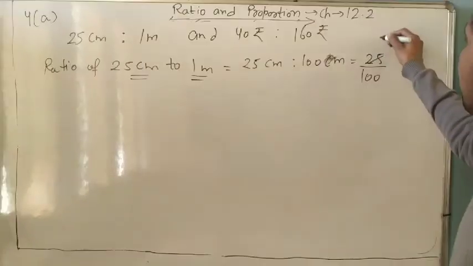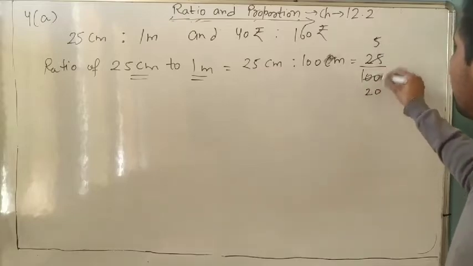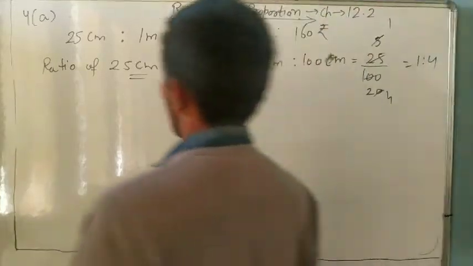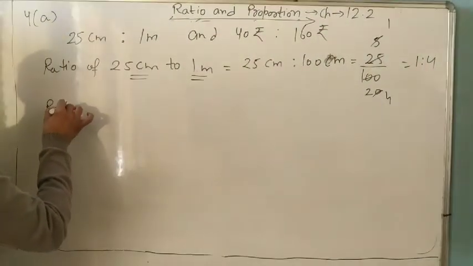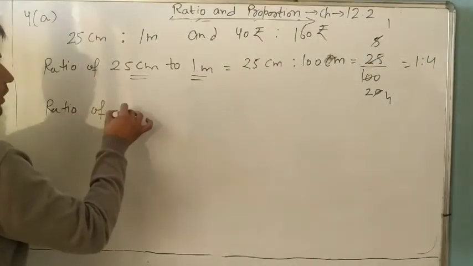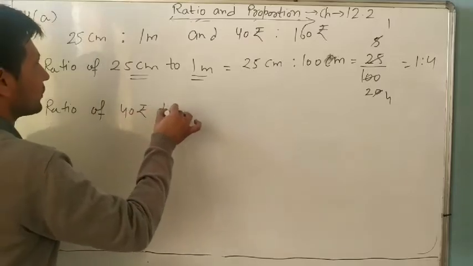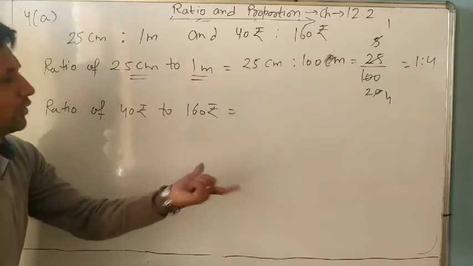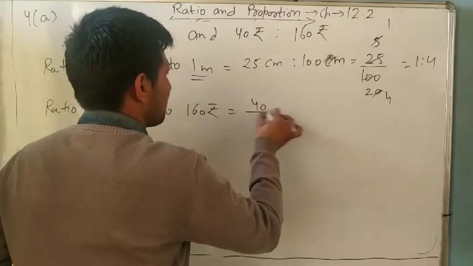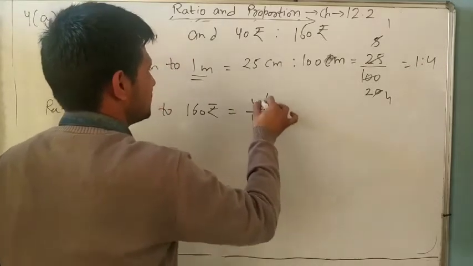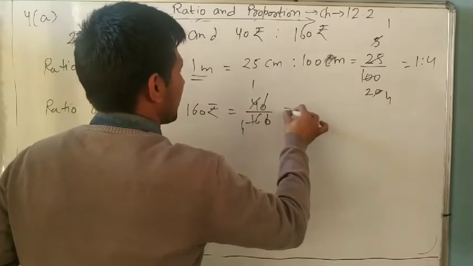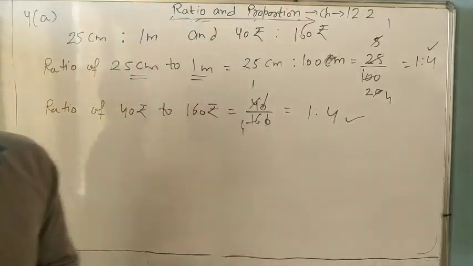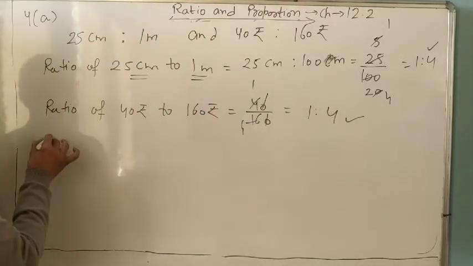5 fives are 25, 25 ones are 25, 4 ones are 4. So the ratio is 1 to 4. Same as it is, ratio of 40 rupees to 160 rupees. Both are given in rupees, so no need to change. So 40 upon 160. Cancel the 0. 4 ones are 4, 4 fours are 16. So what comes? 1 ratio 4. Both are equal. Yes, they are in proportion.